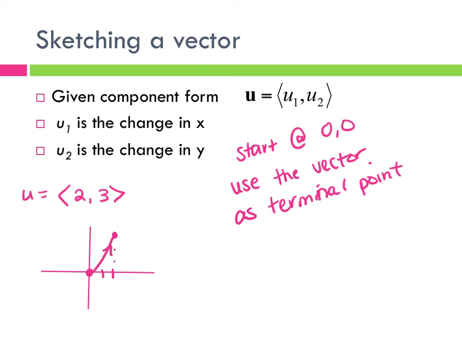If you're given the initial and the terminal, just plot them and point your arrow towards the terminal. If you're given the component form, then you start at 0, 0, and you use the coordinate point of the component form to be the terminal point. Or if I give you something like this is v, find 2v, then you would just double the length of v. So sometimes they give it to you without having any kind of coordinate points.